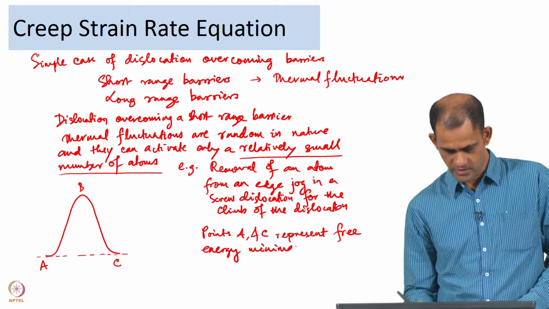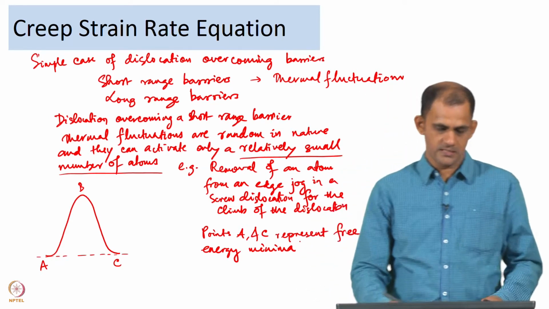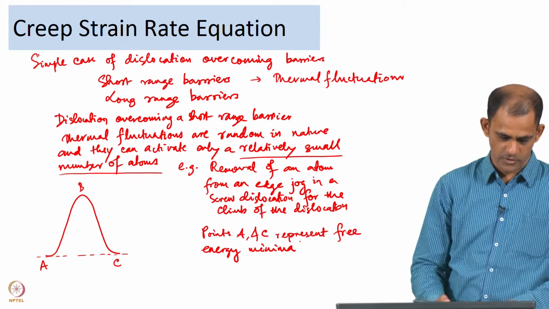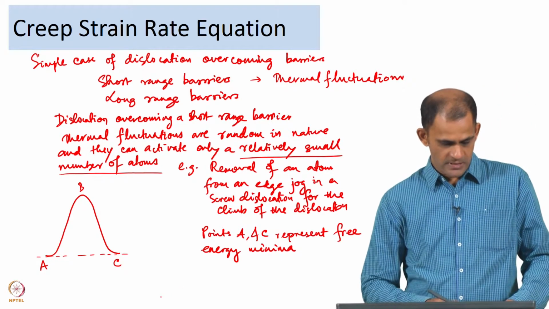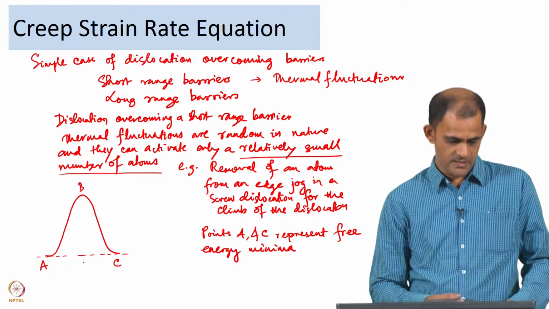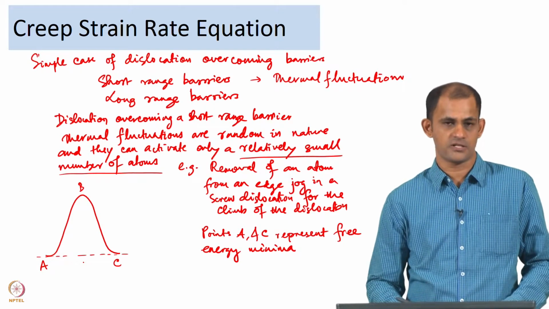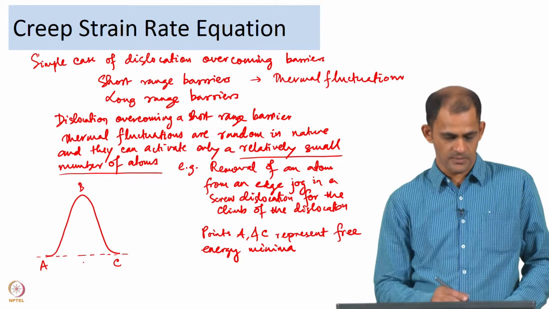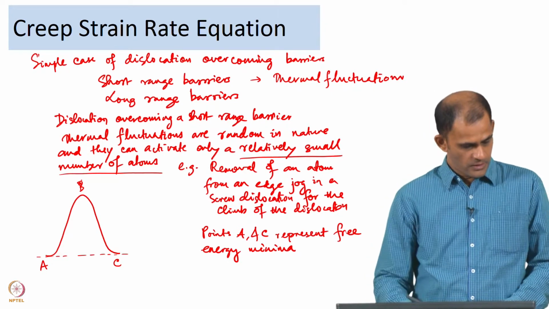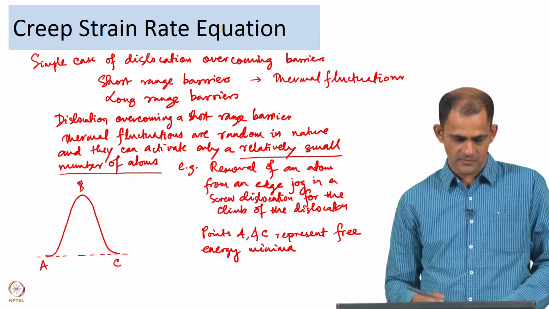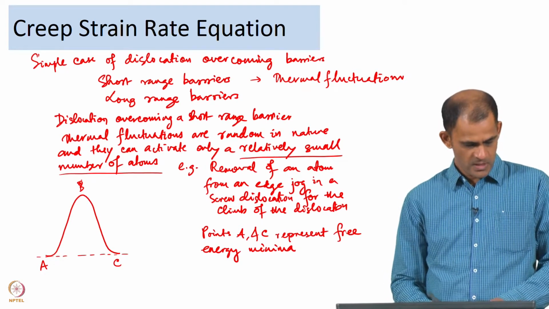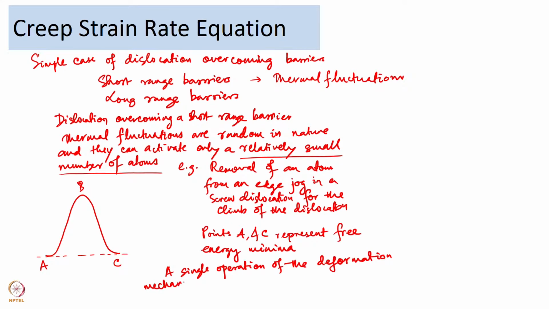represent free energy minima. So, the dislocation is in a low energy configuration at both points A and C. It is comfortable whether it is in A or in C, because the free energy is low, but it has to overcome the energy barrier described by point B. Now, if there is a certain mechanism which helps the dislocation overcome this barrier, a single operation of the deformation mechanism takes the dislocation from A to C.